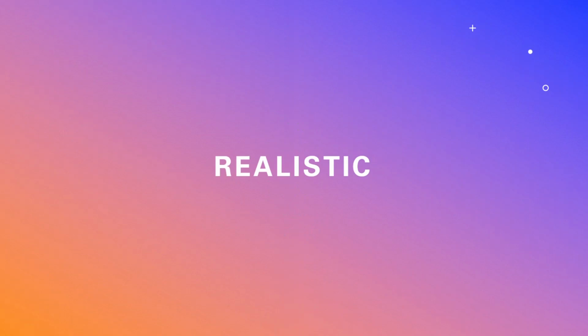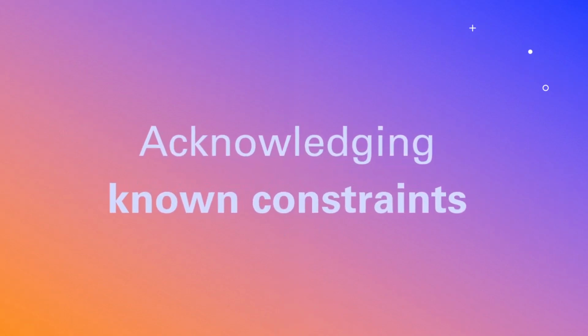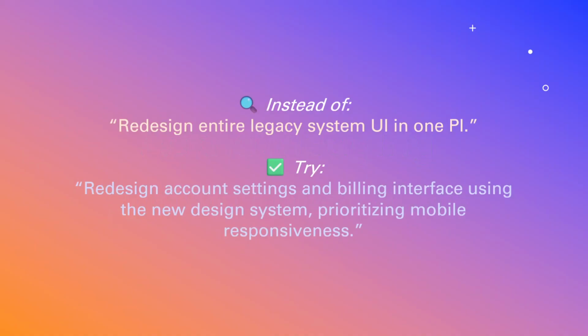Realistic. Realistic means acknowledging known constraints, dependencies, technical debt, team velocity, or risk areas. It avoids the happy path trap. Instead of "redesign entire legacy system UI in one PI," try "redesign account settings and billing interface using the new design system, prioritizing mobile responsiveness." Here, you are anchoring on value, not trying to boil the ocean.